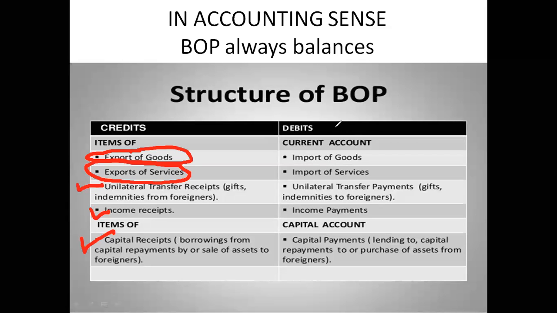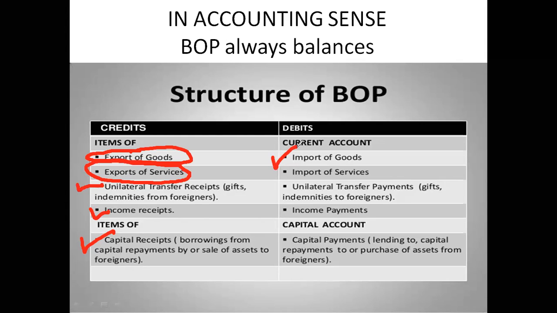Then what will I write in the debit side items of BOP? Debit side item means we are talking about the expenditures. We are talking about the expenditure items of BOP, where I am paying something to foreign, where my currency is moving out of the country to foreign. What will I be writing in the debit side? Import of goods. Import of goods.